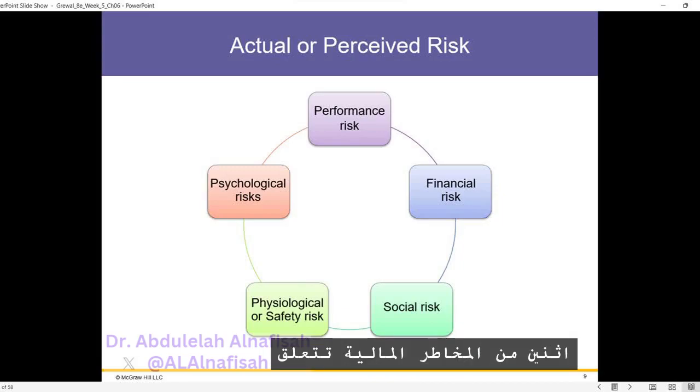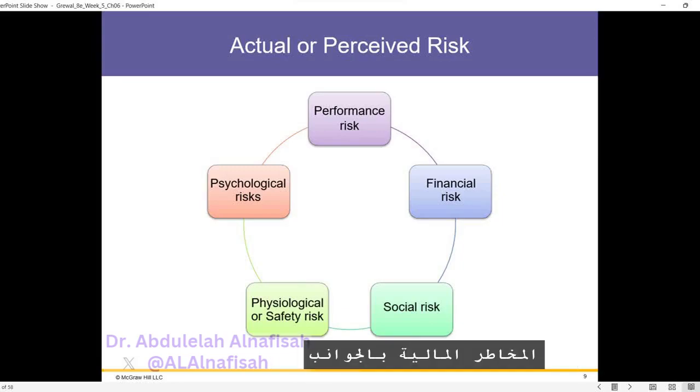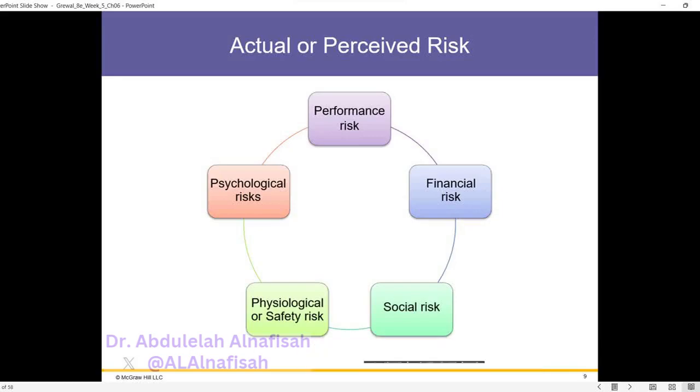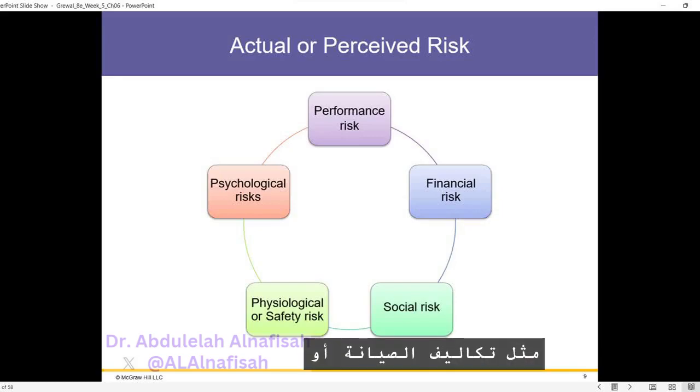2. Financial risk. Financial risk relates to the economic aspects of the purchase decision. Consumers consider the cost of purchasing the product or service, as well as the ongoing expenses associated with its use, such as maintenance, repairs, or operating costs. The fear of wasting money or making a poor investment can be a significant deterrent to making a purchase. 3. Social risk.